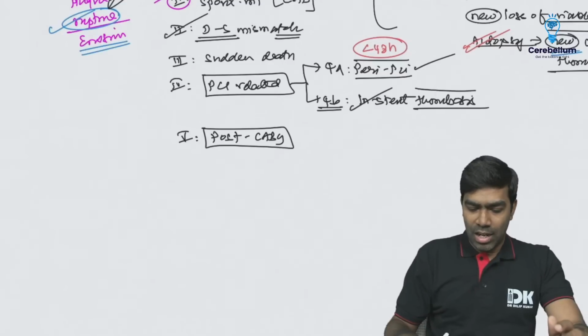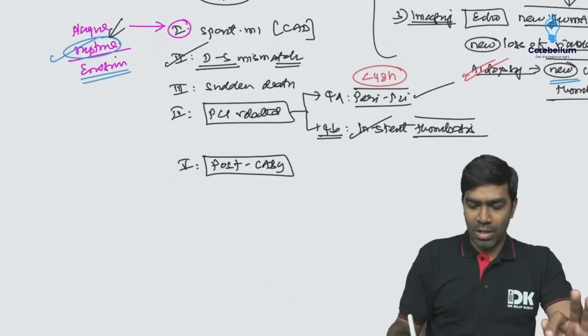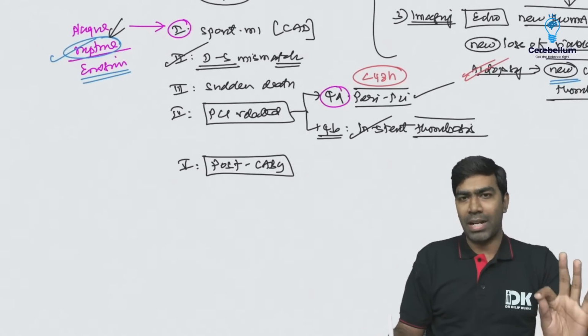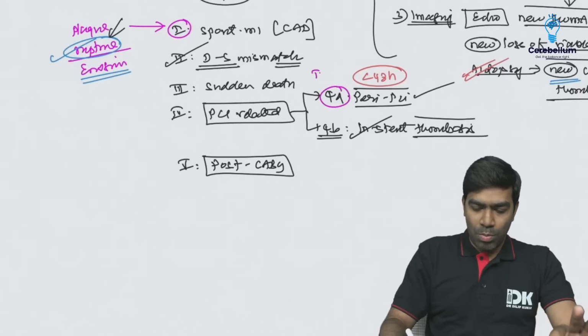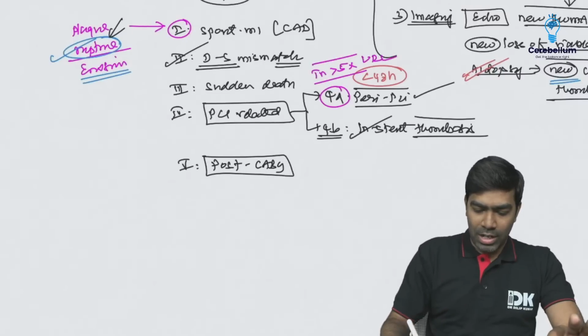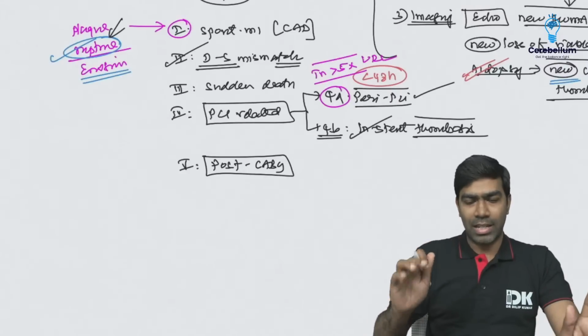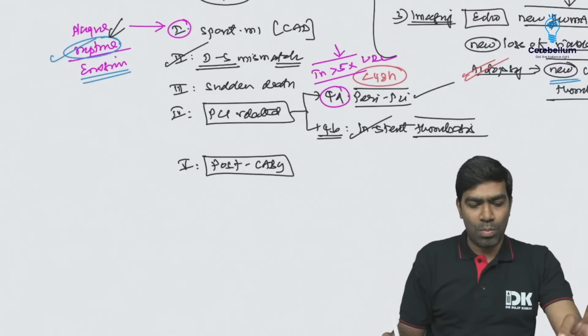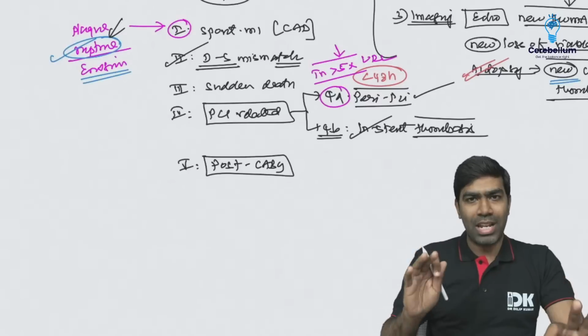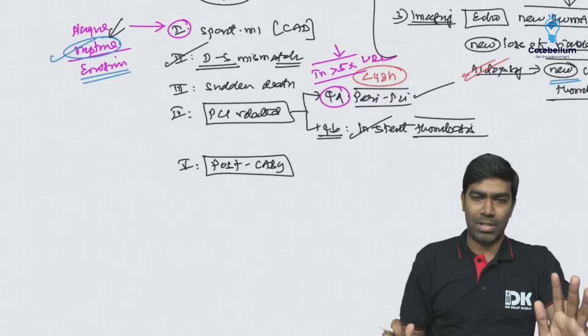In that, there are two criteria they will ask you. Remember, if you want to diagnose a peri-PCI MI, type 4A MI, your troponin value should be more than 5 times the upper reference limit at least. That value is very, very important. For type 4B, it's the routine criteria. There is nothing like that. But for type 4A MI alone, your troponin should be at least more than 5 times the upper reference limit.